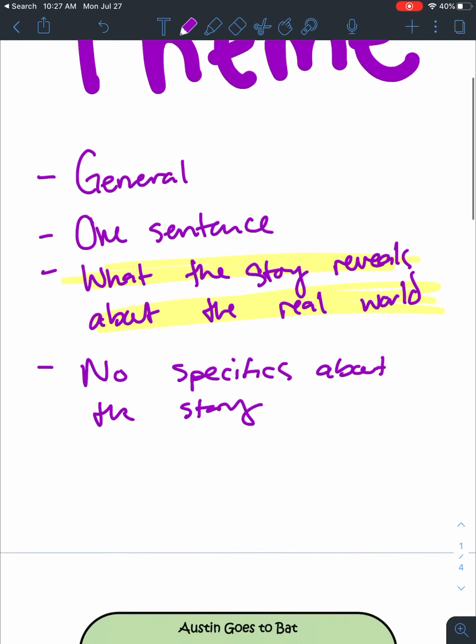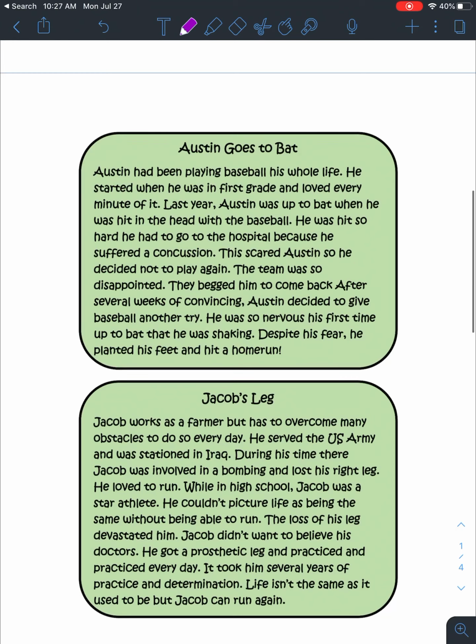So in order to understand this, we really need to look at some examples. We've got 4 of them that we're going to go through. We'll talk about the main idea, and then we'll talk about the theme and how to reach a theme statement. Our first one here reads, Austin goes to bat. Austin had been playing baseball his whole life. He started when he was in the 1st grade and loved every minute of it.